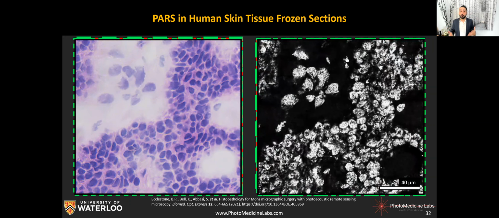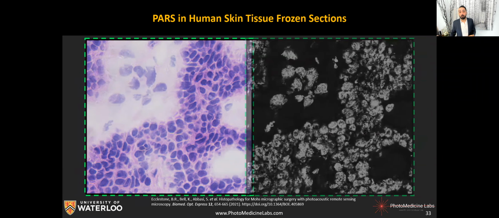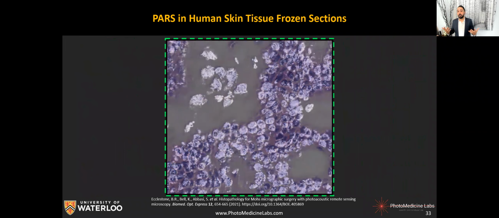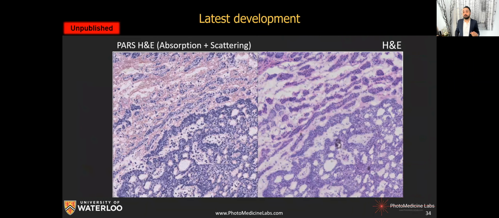In other words, by looking at H&E images after the PARS experiment, we can see the cells and make sure the system was safe and didn't damage the cells. And even if you overlay them on top of each other, we see how nicely they match. So this is very important for 2 reasons. We got 1-to-1 comparison, and we showed that PARS images are safe to be used.